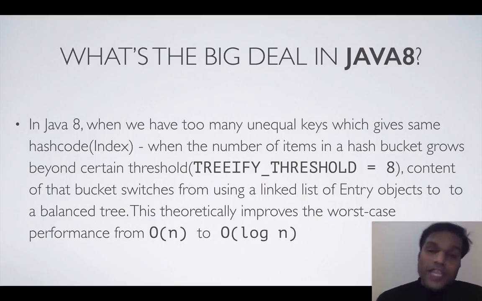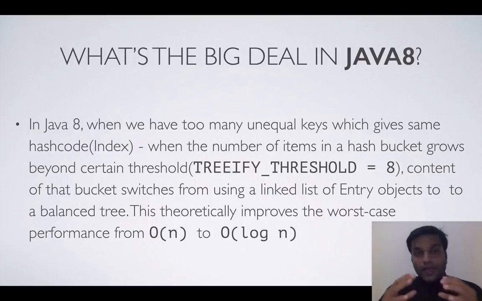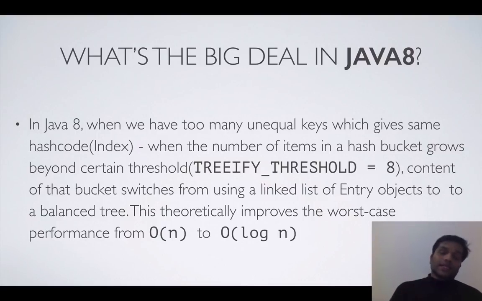So what has changed in Java 8? In Java 8, when we have too many unequal keys which are producing the same hash code or the same index, as we saw, and the number of such items exceeds a threshold, for example, the number 8, which is a basic threshold, the HashMap implementation internally converts that linked list into a balanced tree.